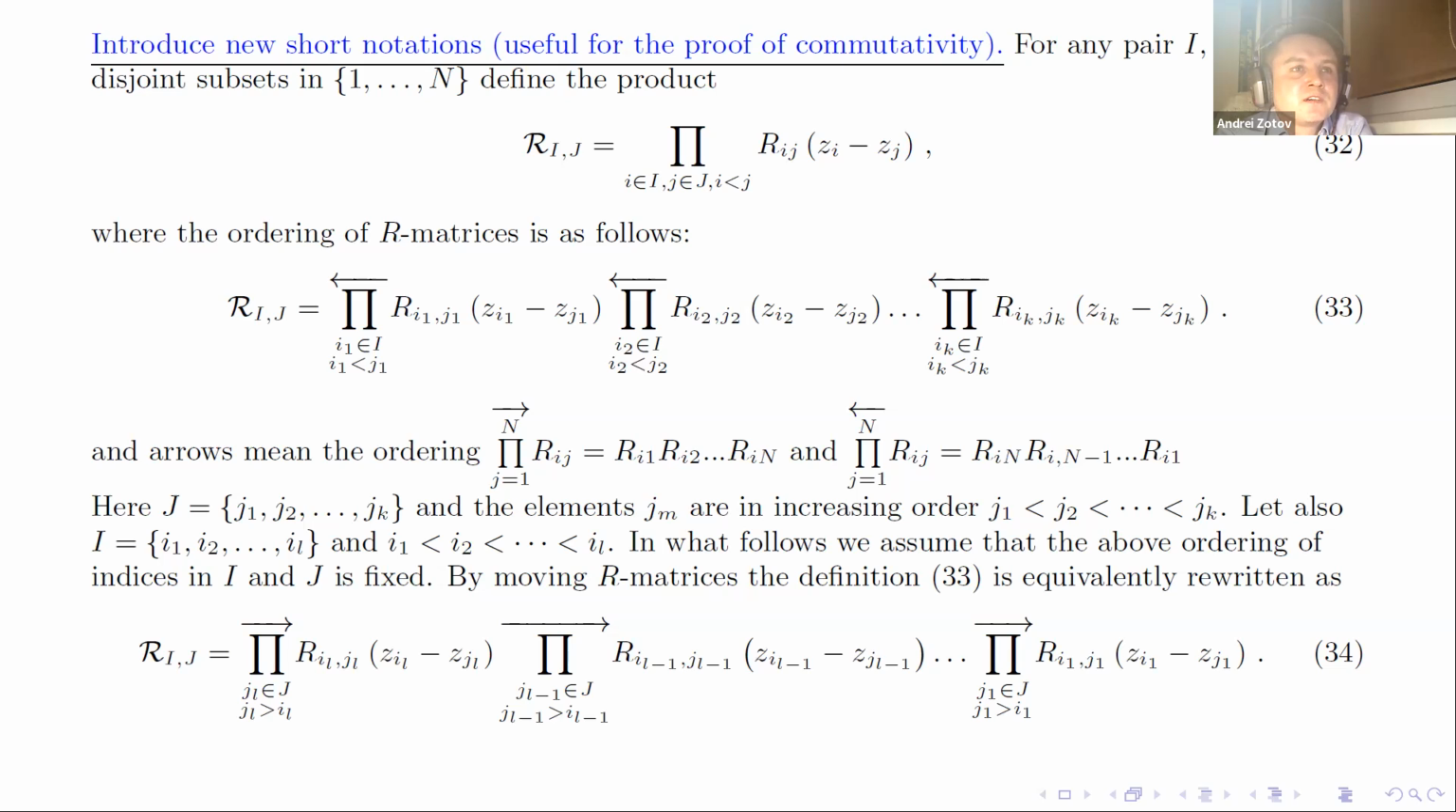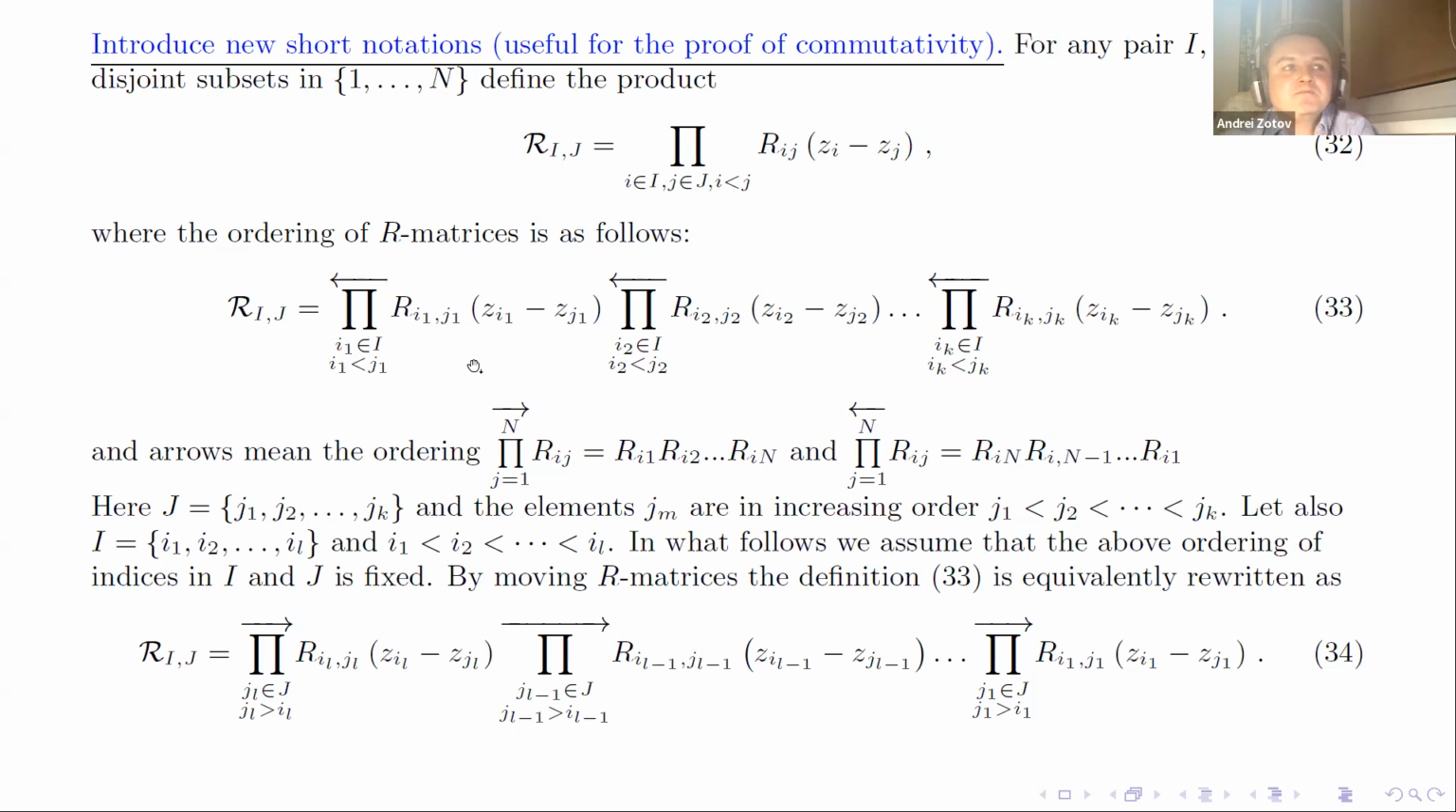another set of useful notations. We define a product of R matrices, like given here, which consists of ordered products. So when the arrow looks to the left, it means that the corresponding index is decreasing, and when the arrow looks to the right, then the corresponding index is increasing.